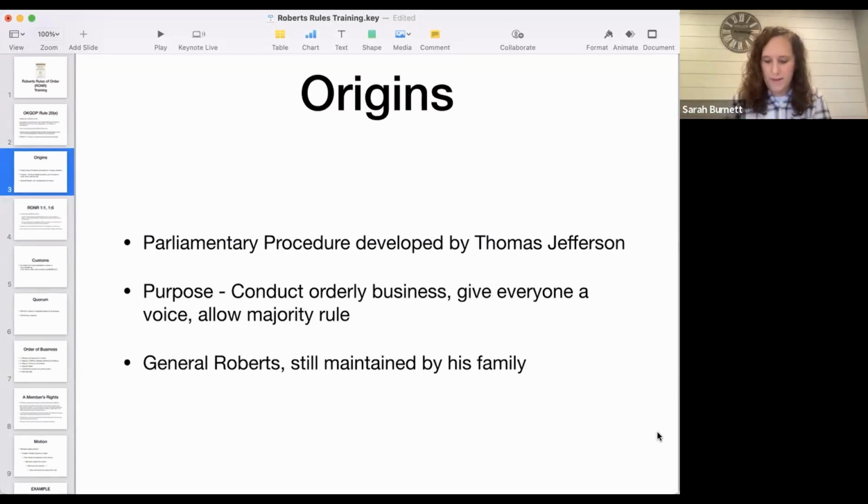His story is all in the beginning. The introduction of the book shares his whole story, and it's very fascinating. His family still maintains to this day the manual and every new version. So you'll see that this version has Henry M. Robert III. And as you read, they'll tell you which members of the Roberts family are still involved to this day. The purpose of Robert's Rules of Order is to conduct orderly business and to give each person a voice, but allow majority rule. So that's the origins of parliamentary procedure.